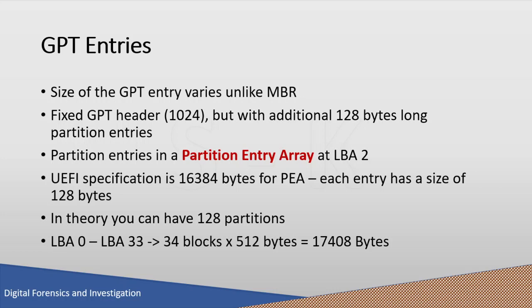As we saw in the previous slide, LBA0 holds the protective MBR, LBA1 holds the GPT header, and then LBA2 to LBA33, which means 32 blocks, are used to store the partition entry array, and each block size is of course 512 bytes. So the total size of the partition entry array is again equal to 32 blocks, which is equal to 16,384 bytes.